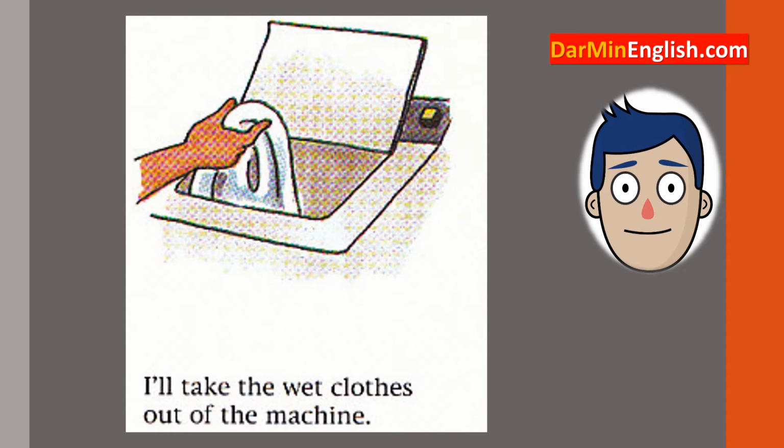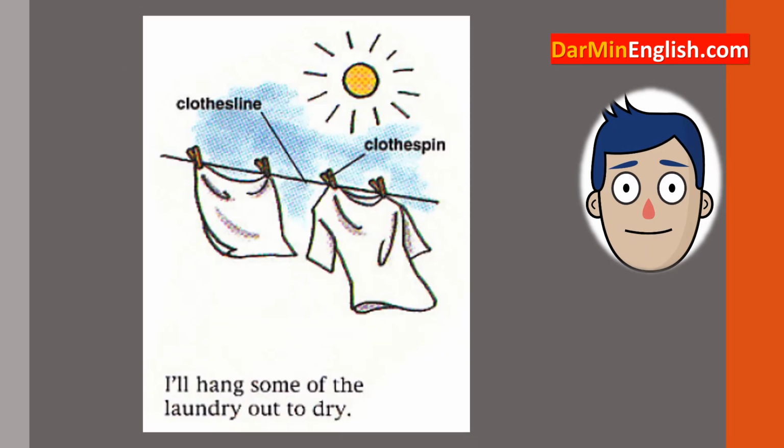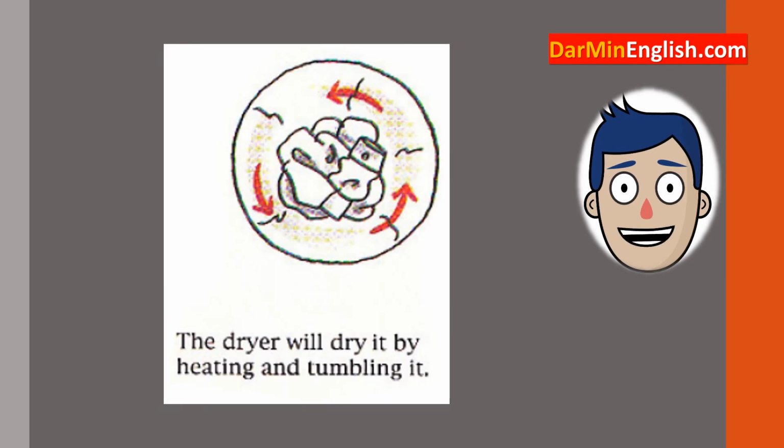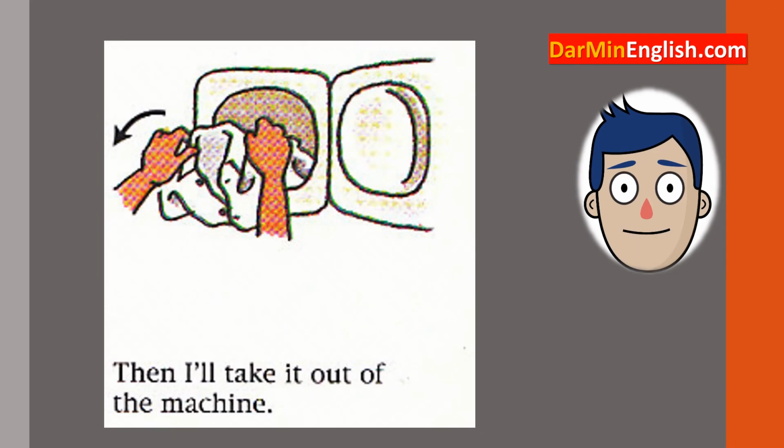I'll take the wet clothes out of the machine. I'll hang some of the laundry out to dry. I'll put some other laundry into the dryer. The dryer will dry it by heating and tumbling it. Then I'll take it out of the machine.